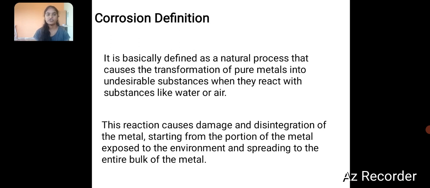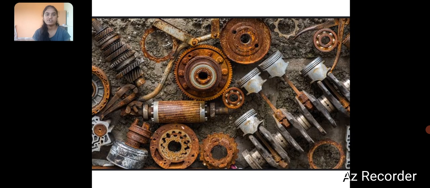Corrosion definition. It is basically defined as a natural process that causes the transformation of pure metals into undesirable substances when they react with substances like water or air. Next one. This reaction causes damage and disintegration of the metal, starting from the portion of the metal exposed to the environment and spreading to the entire bulk of the metal. Here you can see the rusted metals.